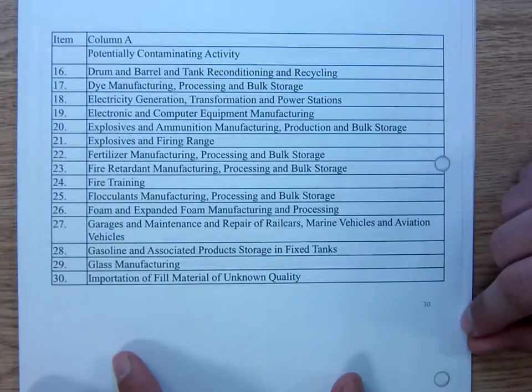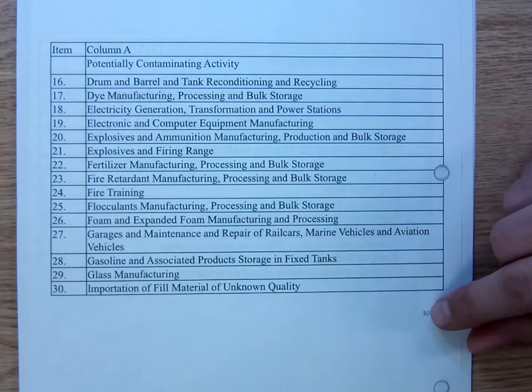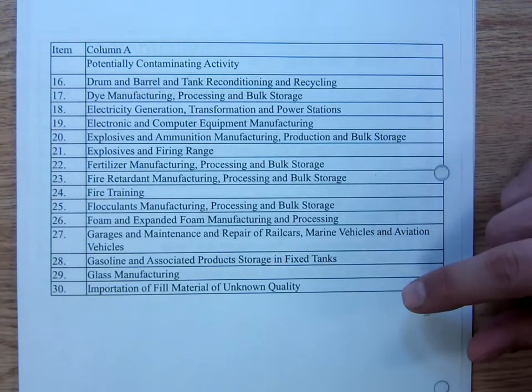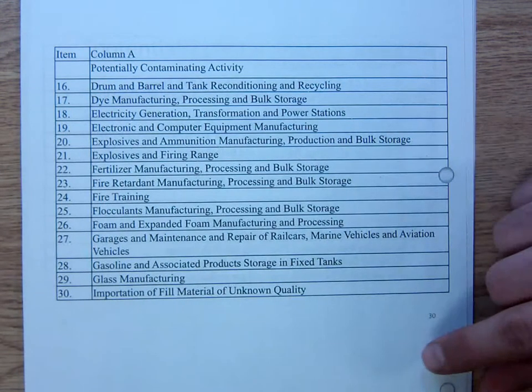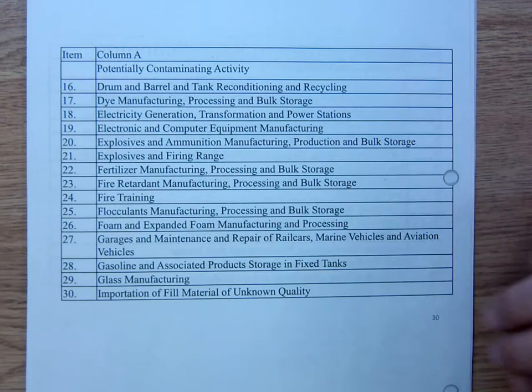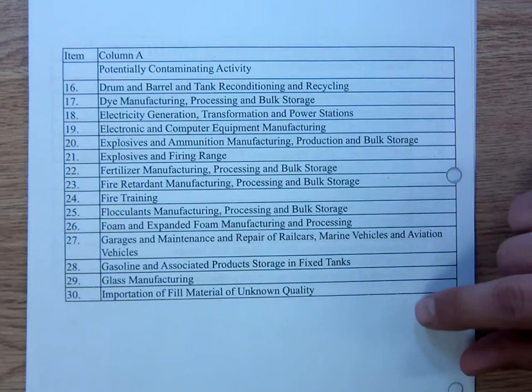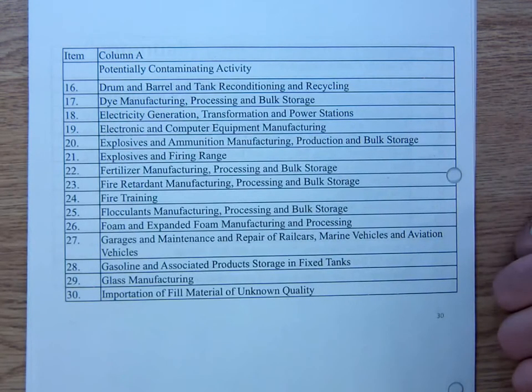Other activities, number 16 in your list: drum and barrel and tank reconditioning and recycling. Why? Because either of those tanks or containers might actually have residuals of gasoline, fuel, or any other contaminating products. Dye manufacturing, processing and bulk storage, electricity generation, transformation and power stations.